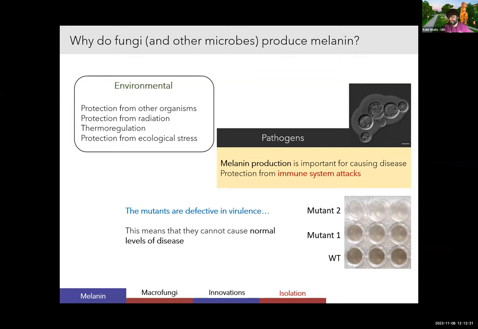and also helps them regulate their temperature. In the field where I am currently working, fungal pathogenesis, melanin is really important for causing disease. If an organism like Cryptococcus neoformans does not produce melanin, there's very little chance that it will be able to cause disease in the host. Melanin also protects these organisms from our immune system. So if there's no melanin, our immune system can easily clear out these infections and help the host recover.